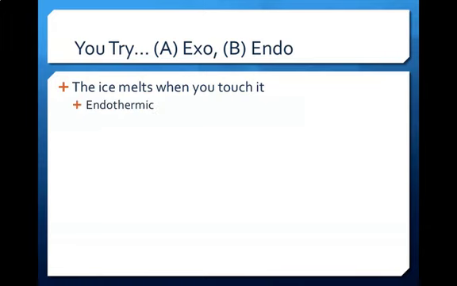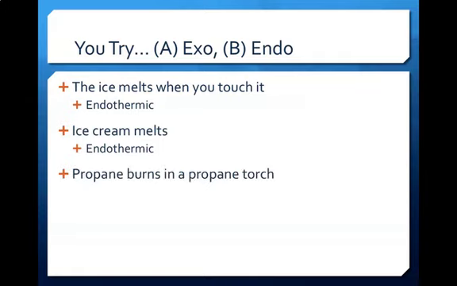Some different examples. Ice melts when you touch it. So ice is the system, the surroundings are you touching it. So your energy is being transferred into the ice, so it is endothermic. This one is redundant, it's the same thing. Ice cream melts, it's taking energy from the surroundings, endothermic.